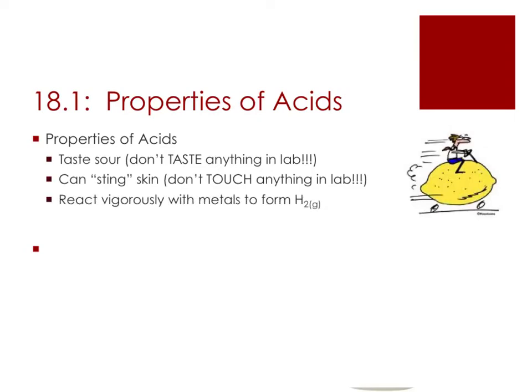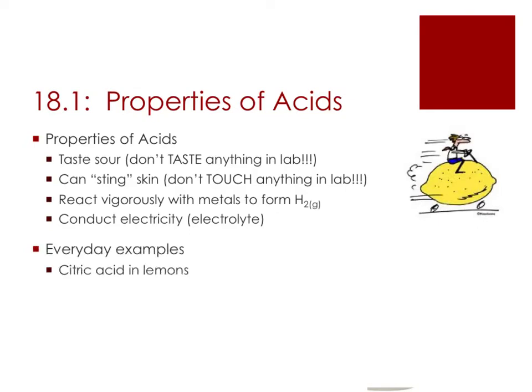They also react vigorously with metals to form hydrogen gas. This is something we'll be observing in lab. And they conduct electricity when they're dissolved in solution, so we can call them electrolytes. Some everyday examples include citric acid in lemons, as I mentioned, and acetic acid in vinegar.